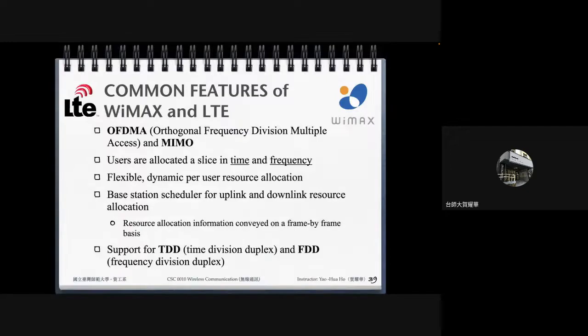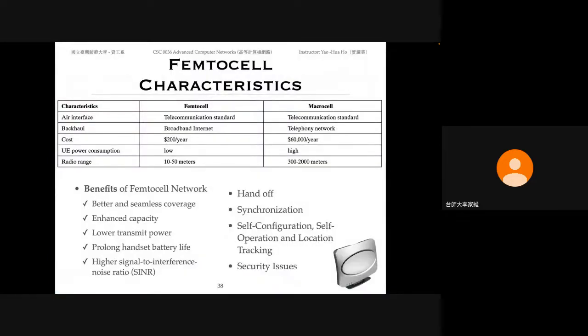Let me confirm: the stuff on the right side is not benefits, right? The items on the right side are issues, not necessarily benefits, because now you need to do handoff consideration and synchronization. Those considerations are a little different compared to a cellular network. So they are not necessarily a disadvantage, but they are more complicated.